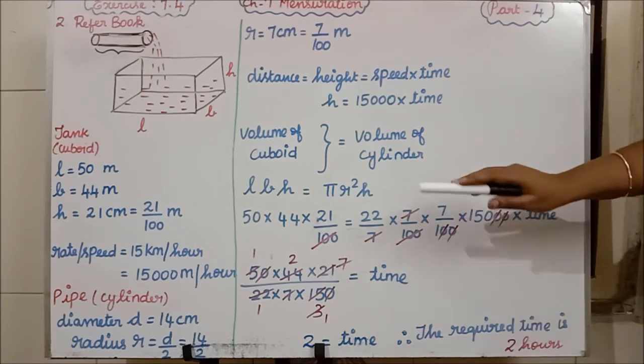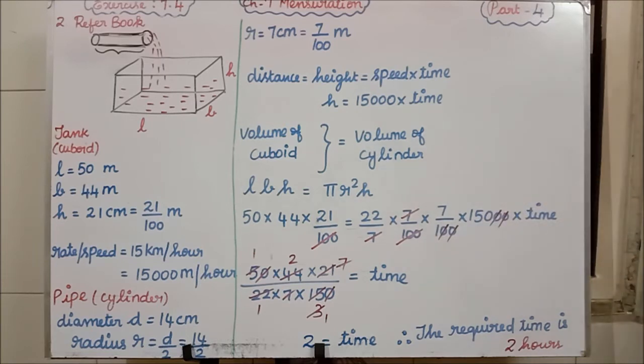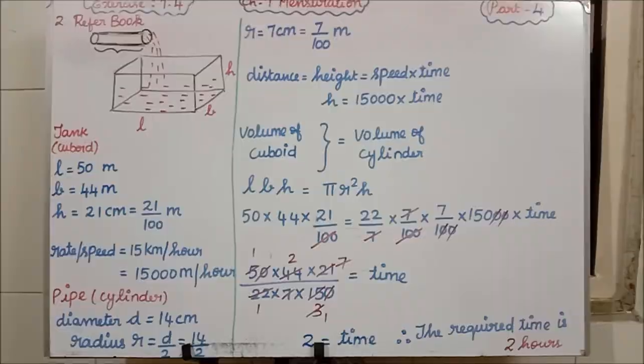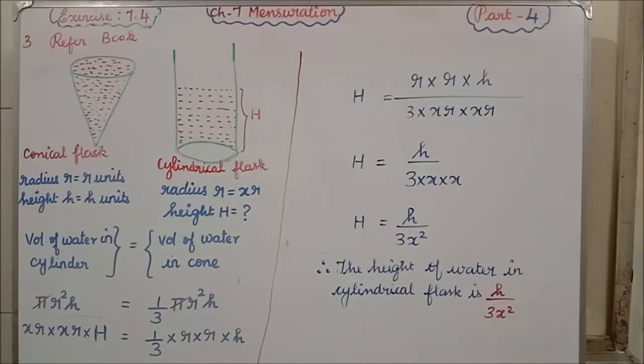In the numerator what is left? Only 2. So what is the time it takes? We have got 2 in the numerator, so the time is 2 hours. Clear students, all of you? You write the last line. Therefore, the required time is 2 hours. Okay? Clear students, all of you? Or otherwise you can write, the water in the tank will rise by 21 centimeter in 2 hours, also you can write. Clear? Next, third question we'll see now.